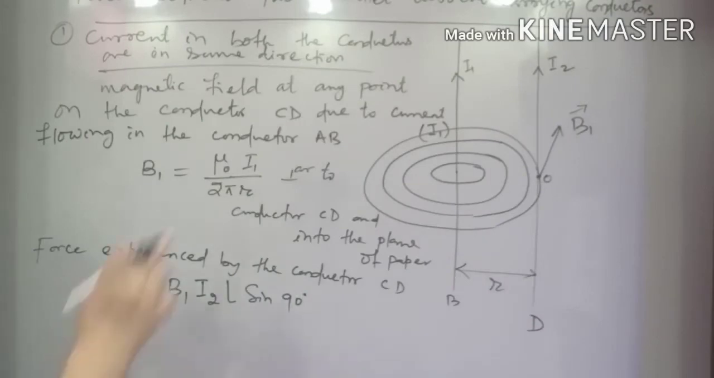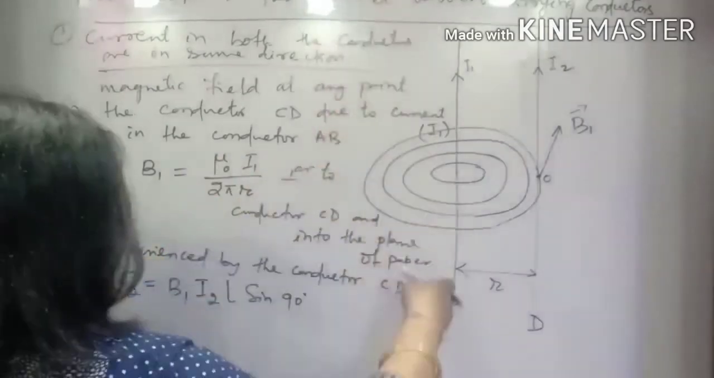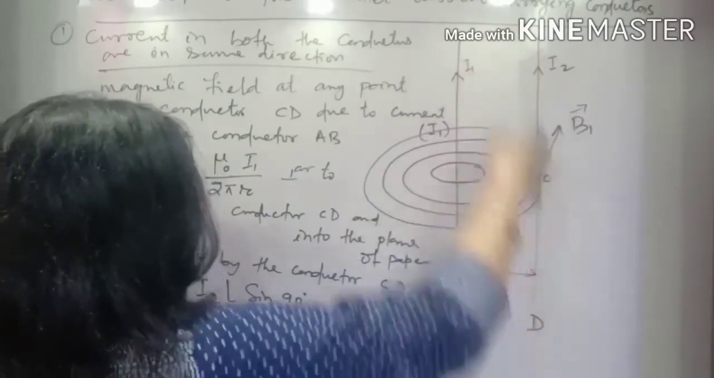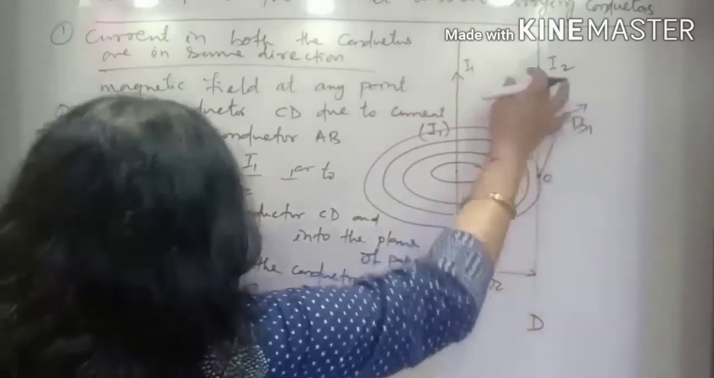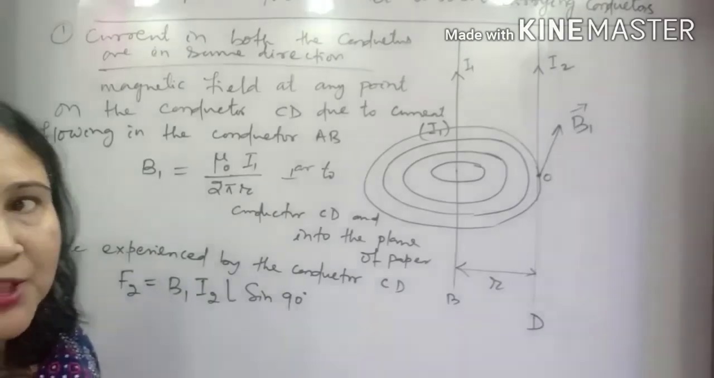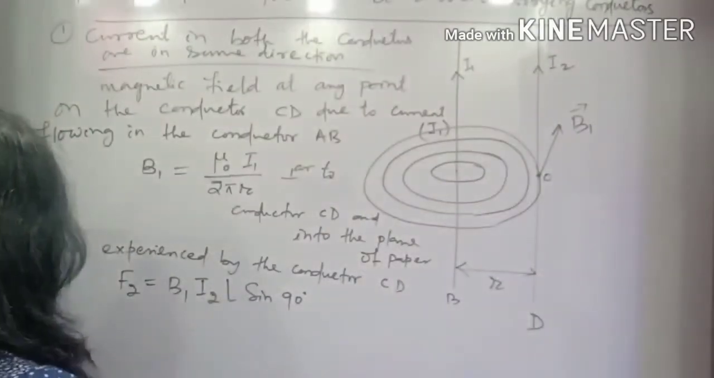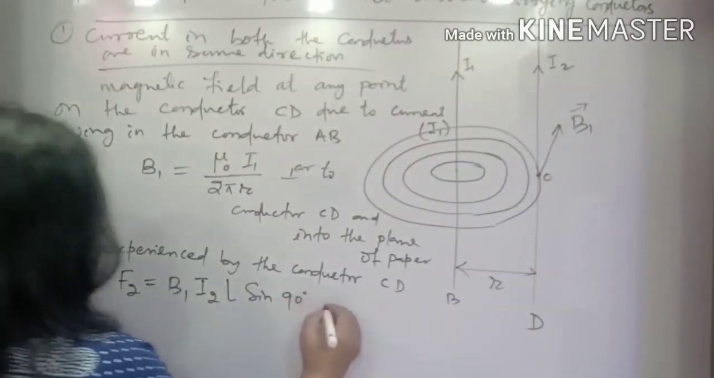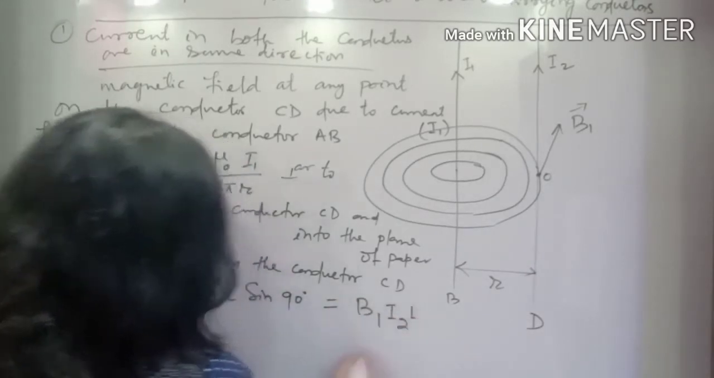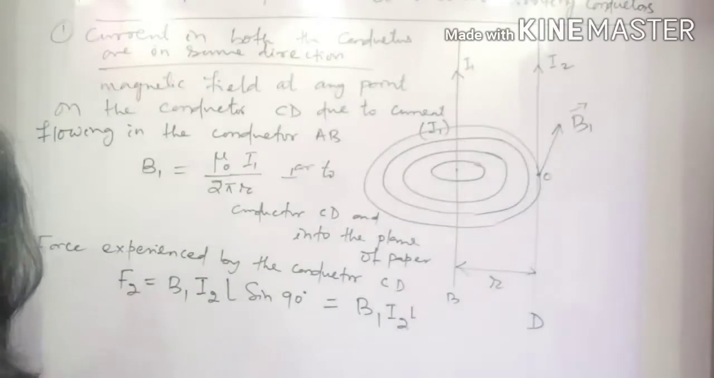Okay, B1 is the magnetic field due to this current I1. So this is B1. And in that B1 field, the conductor CD is lying, which is carrying current I2. So F2's expression becomes B1 I2 L, where L is the length of the conductor. And what is the angle between this magnetic field and the length of the conductor? It is 90 degrees. And since sine 90 equals 1, this will become B1 I2 L. Okay, so this is F2.